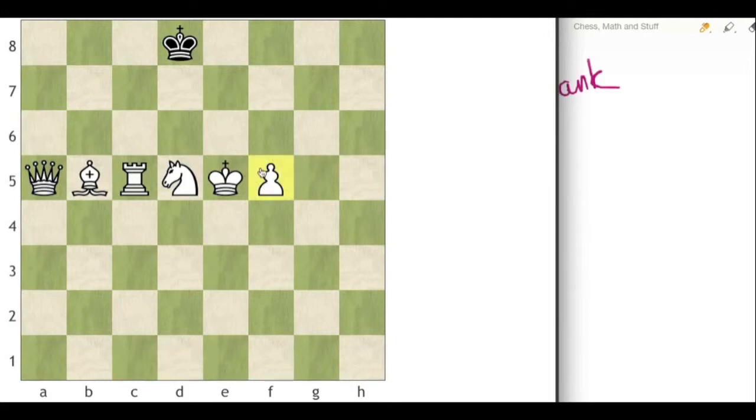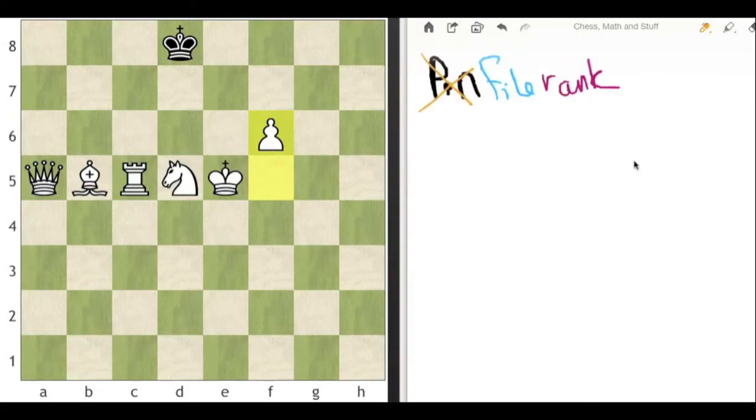Yeah, for instance, if I were to move this pawn to f6 up here, you would just write f6. You would not say pf6. You would just say f6. That's how you would state a pawn move. Just the square. You do not need a p. So let's just erase that.